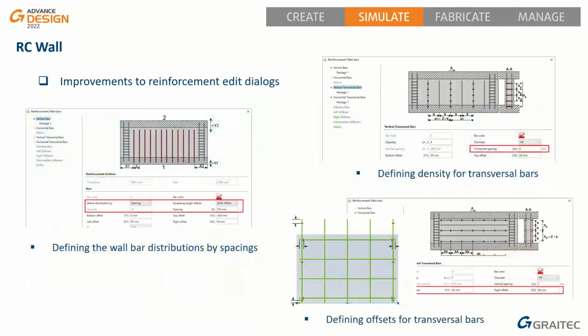walls. There are also other improvements to edit dialogues for walls. So we can define bar distribution using spacing of bars. We can edit the density of transversal bars, define offset for transversal bars. So there are many smaller options that allow us to adjust the reinforcement on the wall in a better way.